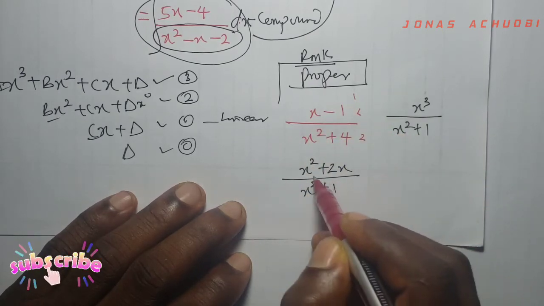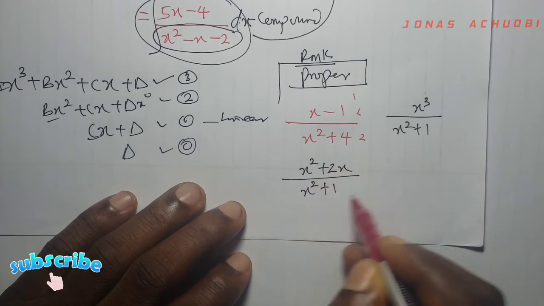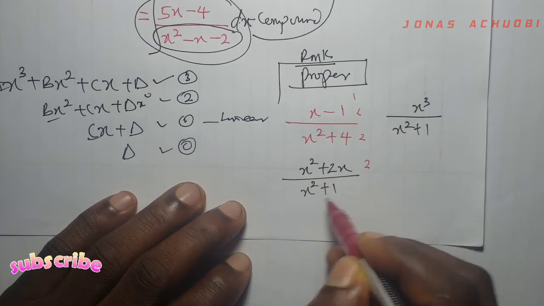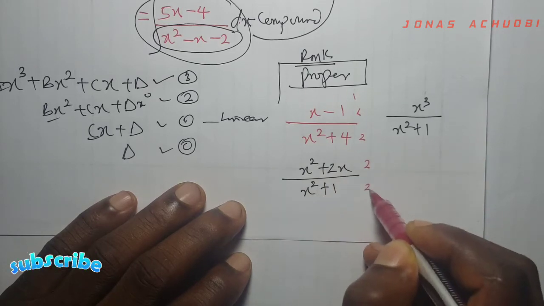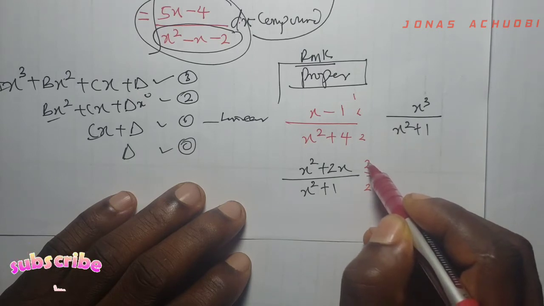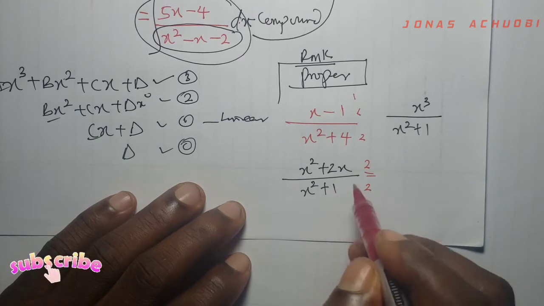For the second fraction, x squared plus 2x over x squared plus 1. This fraction is an improper fraction because the degree of the numerator is 2. The degree of the denominator is also 2. So the degrees of the numerator and the denominator are the same. Hence, it's not a proper fraction.